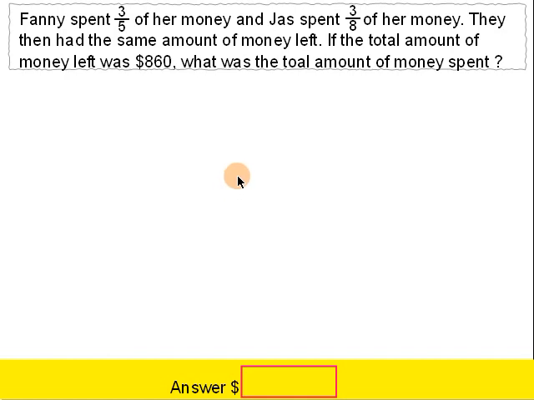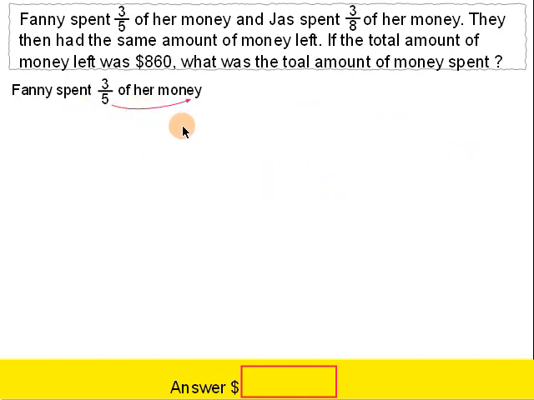Well, Fanny spent 3/5 of her money and Jess spent 3/8 of her money, and they then had the same amount of money left. If the total amount of money left was $860, what was the total amount of money spent?